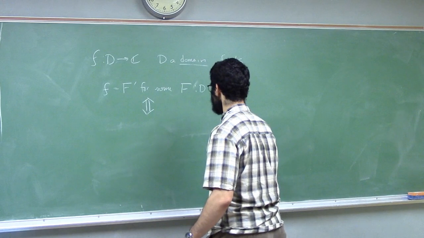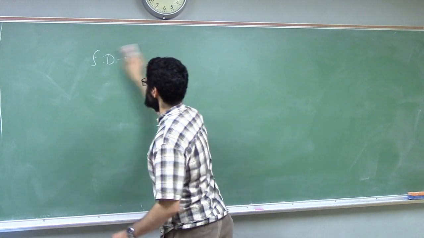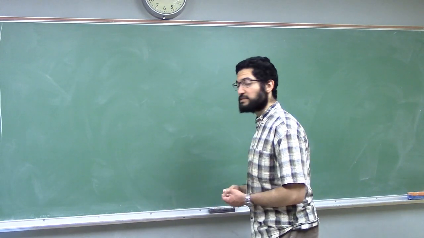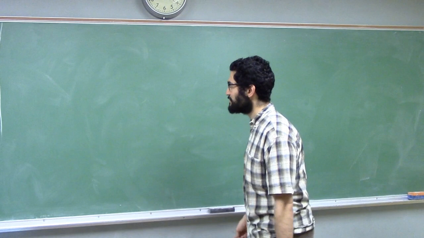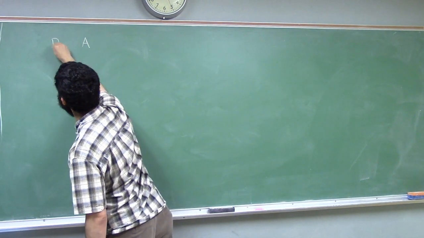So whatever it is, what I'm claiming so far is that it's some kind of special domain such that if a function is analytic on it, then you know it has an antiderivative. But here's the definition.